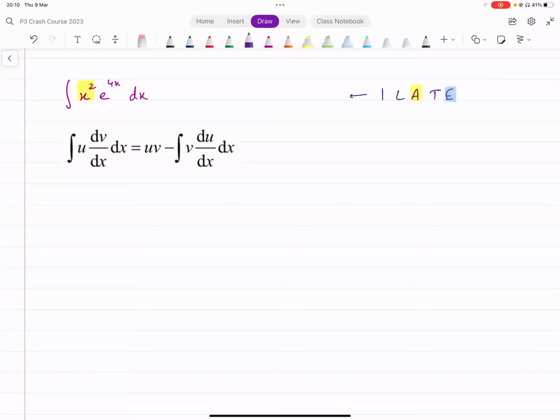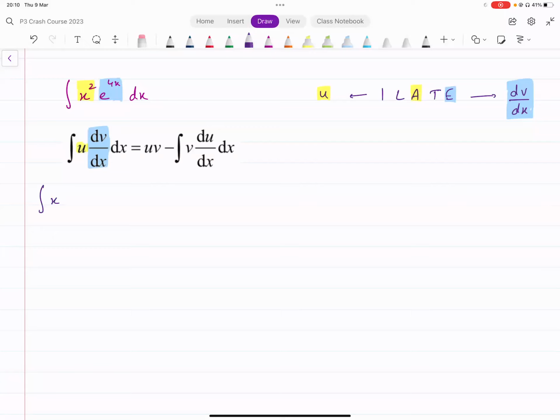Whatever comes on the left side, that is u. Whatever comes on the right side, that is dv over dx. So amongst these two, algebraic is coming on the left, so that should be u. And exponential is coming on the right, that is dv over dx. So in ILATE, exponential is coming on the right side, algebraic is coming on the left side. So algebraic should be u and exponential should be dv over dx. So that's what we do here. We say x squared should be taken as u and e power 4x should be taken as dv over dx. All right, let's do this integration now.